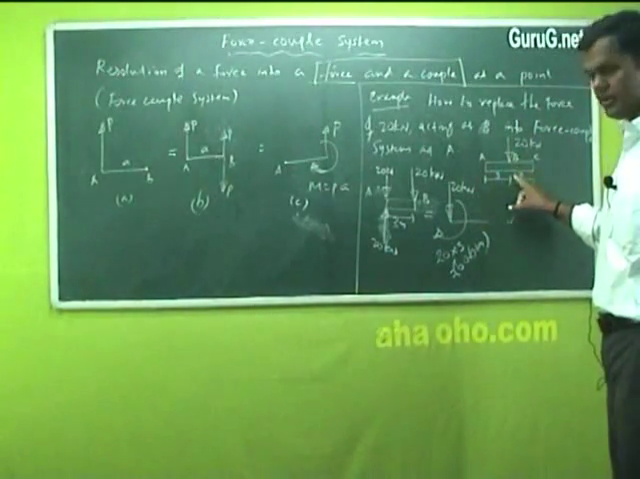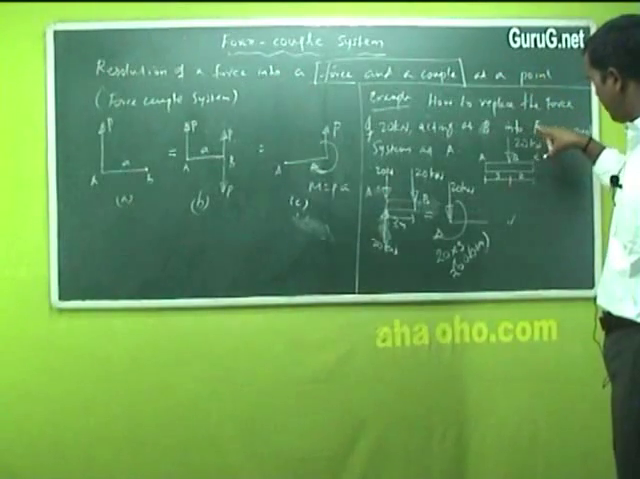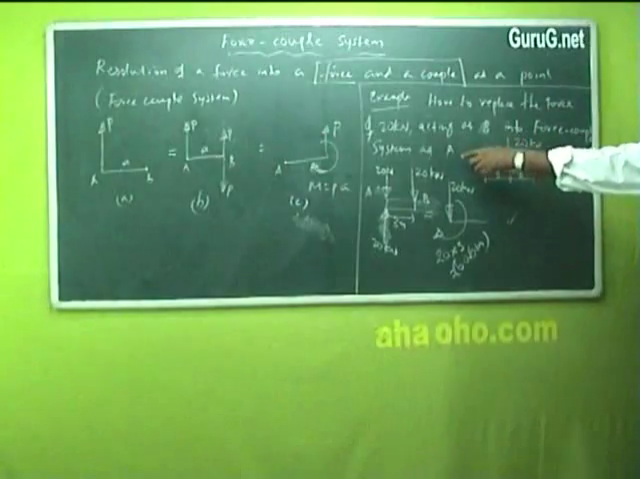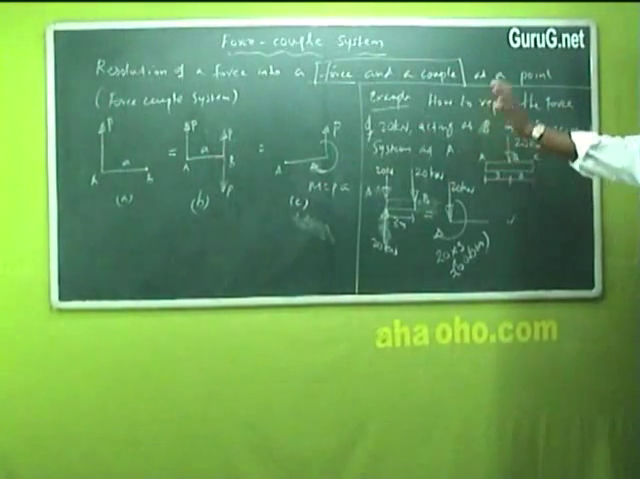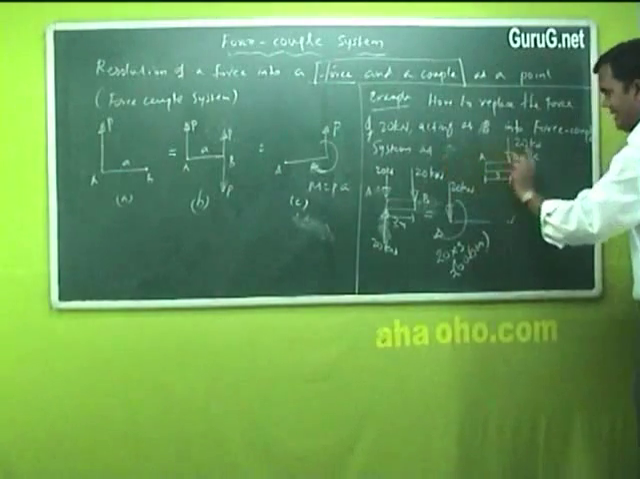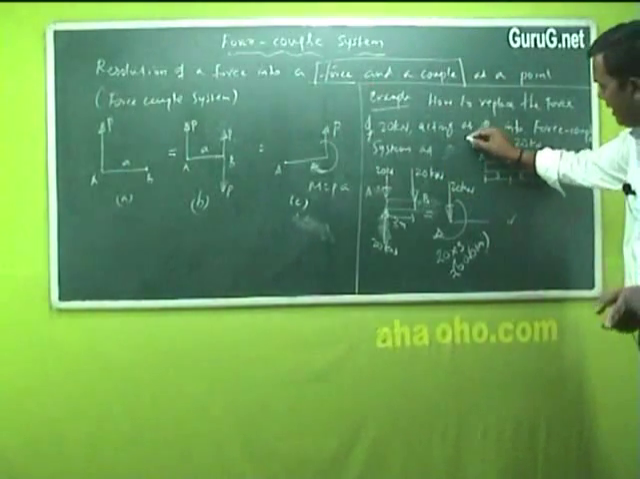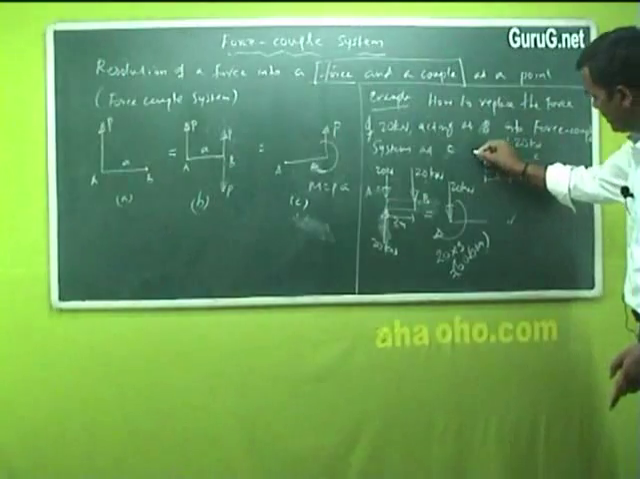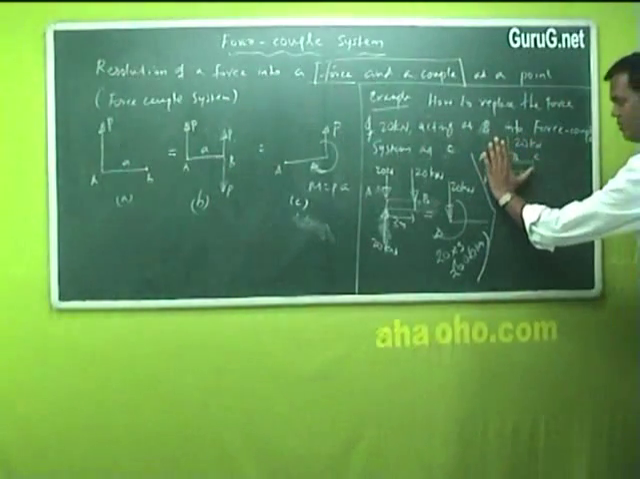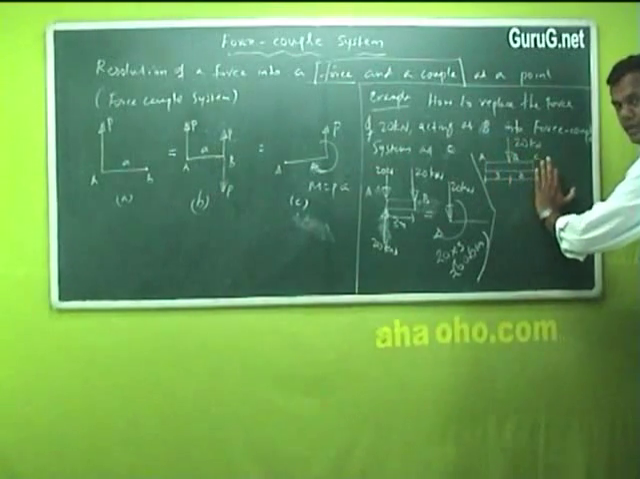This is the answer: you are converting a force into a force couple system at point B. For example, if it is asked to convert this into a force couple system at point C, kindly remember I have changed the point to C. The answer at point A is over. At point C, how do I do it? You forget about A, and B and C remain.